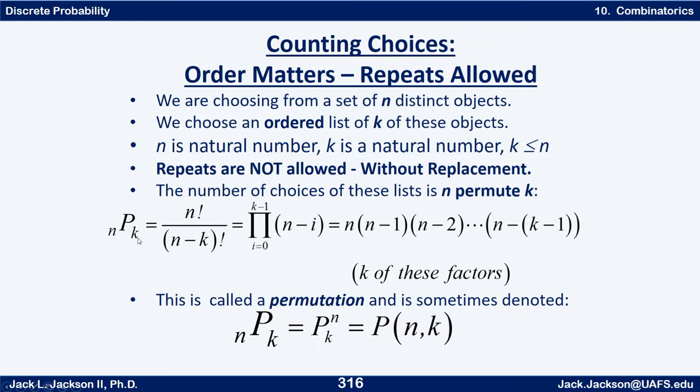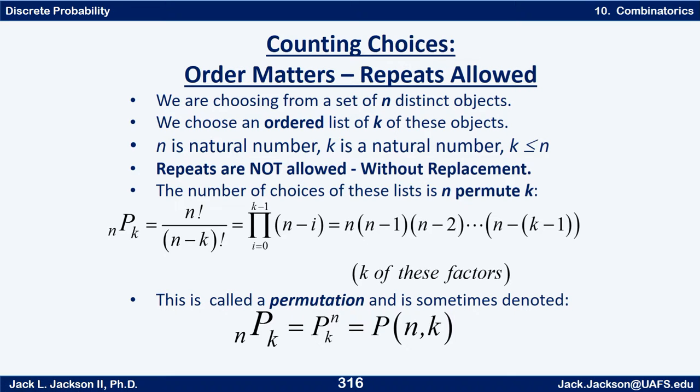We read that as n permute k. One way to write it with factorials is n factorial over n minus k factorial. We can also write it in product notation as the product from i equals 0 to k minus 1 of n minus i. What this means is you plug in 0, which just gives you n minus 0, which is n. You plug in 1, that gives you n minus 1. You plug in 2, and it works down. The last one is n minus (k minus 1). So if you look, that's a total of k factors.